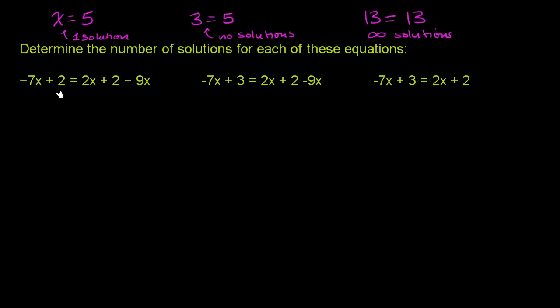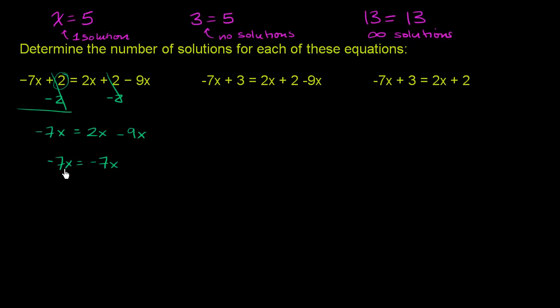So over here, maybe if we want to get rid of this 2 on the left-hand side, we could subtract 2 from both sides. If we subtract 2 from both sides, on the left-hand side we're going to be left with negative 7x. And on the right-hand side, you're going to be left with 2x minus 9x. If we simplify that, that's negative 7x. So you get negative 7x is equal to negative 7x. And you probably see where this is going.